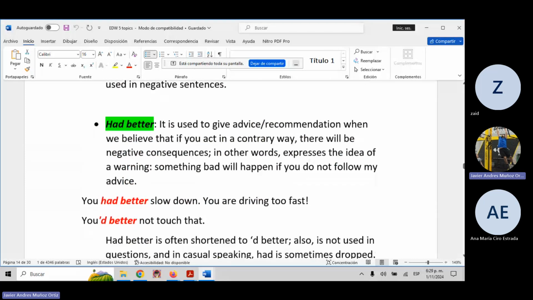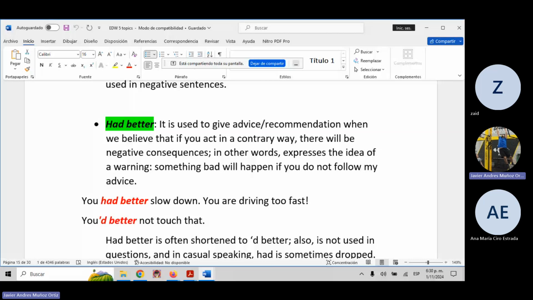And finally, had better. This is the strongest way to suggest something. We use had better to give advice or a recommendation when we believe that if you act in a different, contrary way, something negative is going to happen to you. So it's like a warning. If you do this, something bad is going to happen to you. If you don't do that, something negative is going to happen to you. So you have to follow the rules.